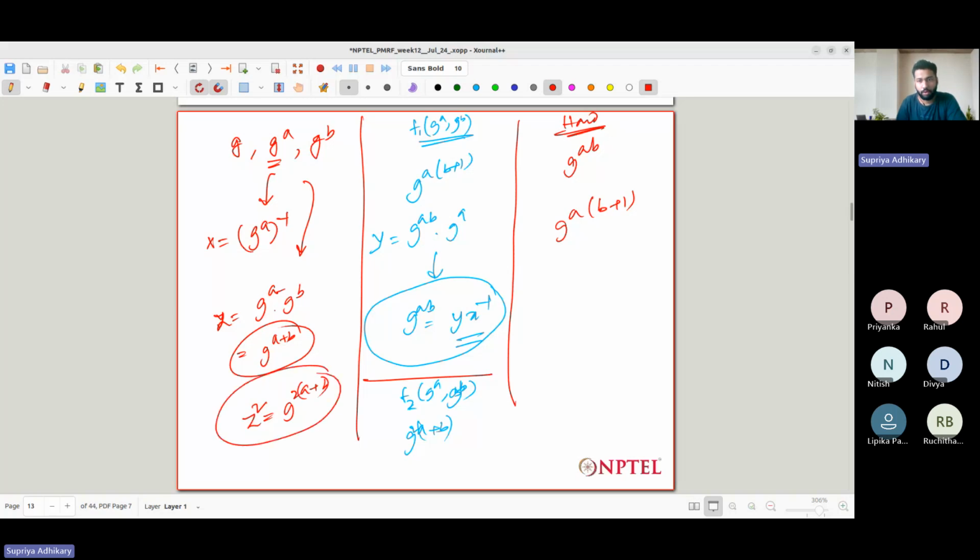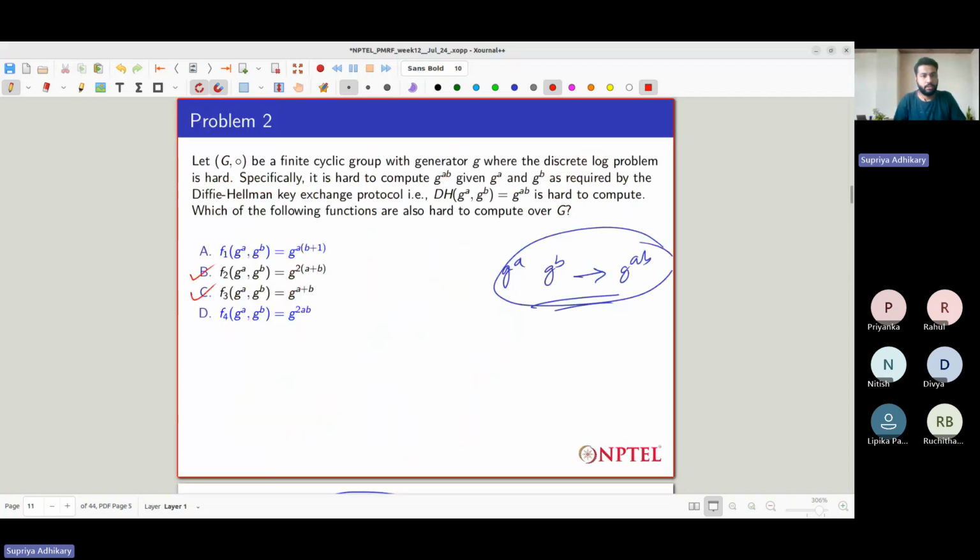So these are not a hard problem. Whether we can compute this or not doesn't give us any information about g to the ab, or rather, g to the a multiplied by b plus 1. So definitely solving this f2 and f3, these are easy. And what about f4?